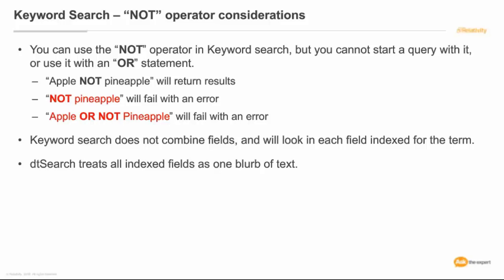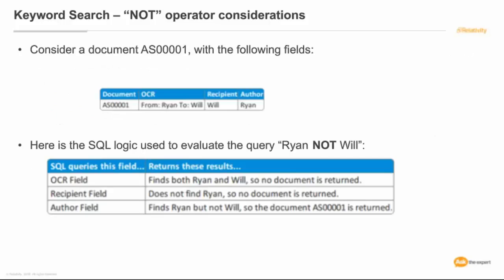So we do not separate out the fields with dtSearch. So let's take a look at this in practice. Consider this document that we have here, and this is a really, really simple case, obviously, but we have an OCR column, we have a recipient, we have an author. And so the SQL logic, if we're trying to evaluate Ryan, not Will, for the first column there, we'll actually say there is no hit because we're seeing Ryan, then we're finding Will, we're not going to return anything.